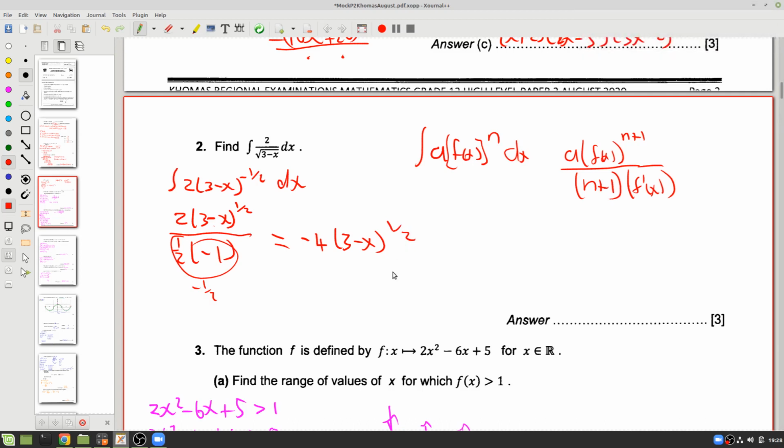Good, and that is it. You could also write it in root form if you like. So negative 4, and then instead of the 3 minus x to the power half, you could write that as the square root of 3 minus x. That's also fine. Perfect, and then we need to remember to put our plus c, right? Plus c.